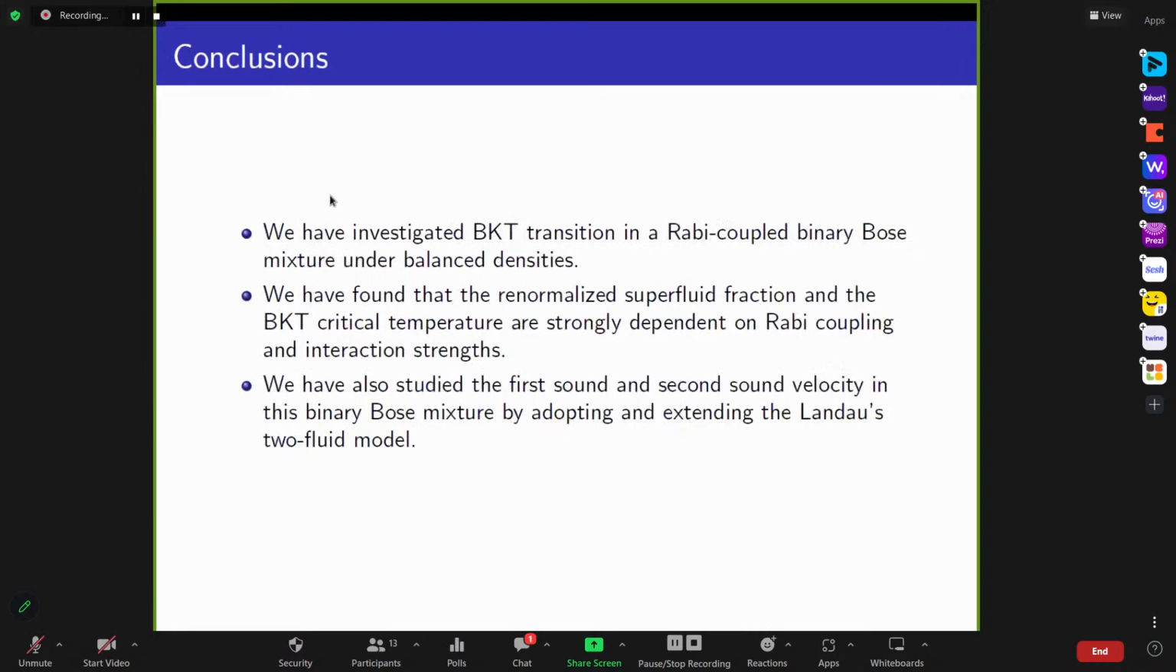To conclude, we have investigated the Berezinskii-Kosterlitz-Thouless transition in a Rabi-coupled binary Bose mixture under the condition of balanced densities. We have found that the renormalized superfluid fraction and the BKT critical temperature are strongly dependent on Rabi coupling and interaction strength. We have also studied the first sound and second sound velocity in this binary Bose mixture by adopting and extending Landau's two-fluid model.